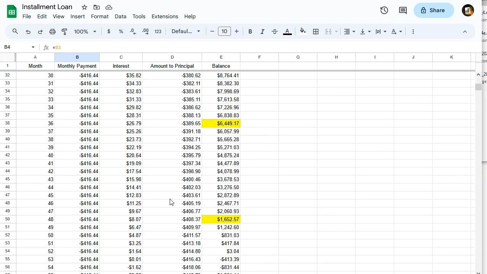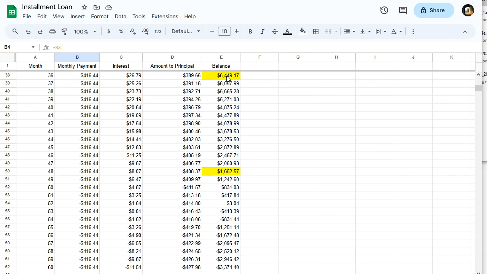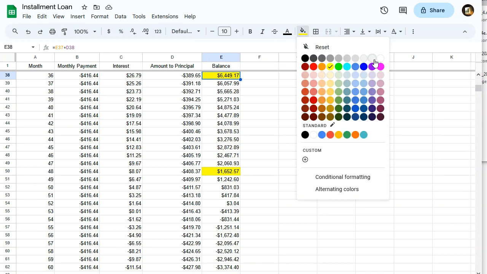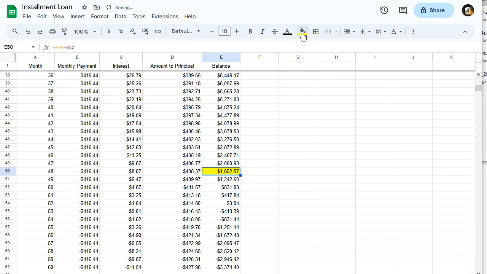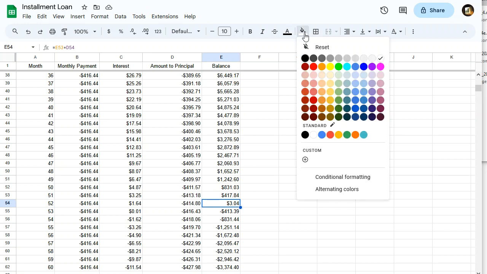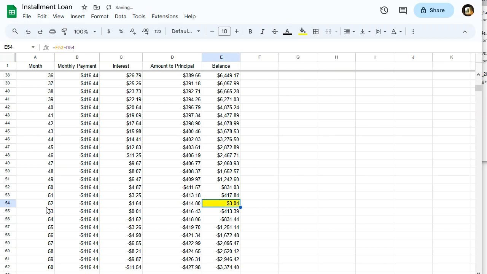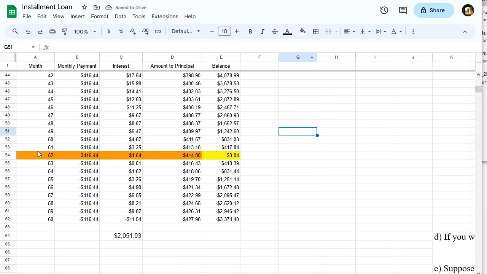So now we can go see how, let me get rid of these yellow. When do we actually pay it off if we send in an extra 50 bucks? Let's find it. It's going to be pretty much right here, right? We'll owe $3. We'll just send in that last $3 with our last payment. So if we send in an extra 50 bucks a month, we'll have it paid off in 52 months instead of 60 months.